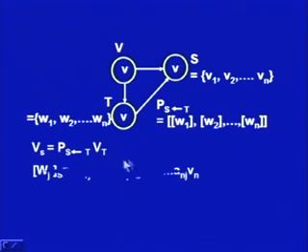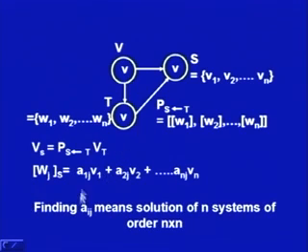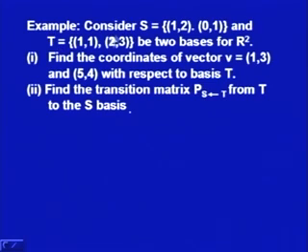This matrix is called the transition matrix from T to S. Now to illustrate this, we have to find out Aij. What is Aij? Aij is a typical element of this matrix. Now to get Aij, we have to solve n systems of order n by n. So let me illustrate this with an example. Let us consider S a subspace of R2 with basis (1, 2) and (0, 1), and another basis T: (1, 1) and (2, 3). These are two bases for R2.